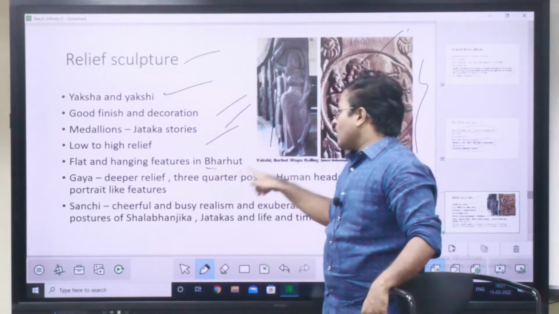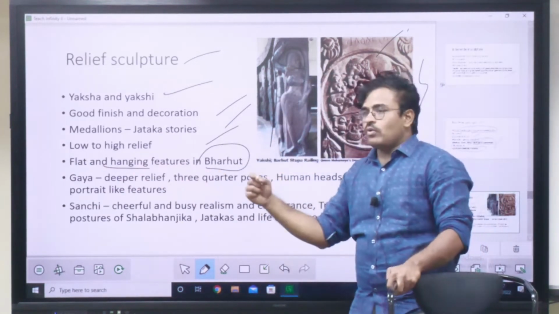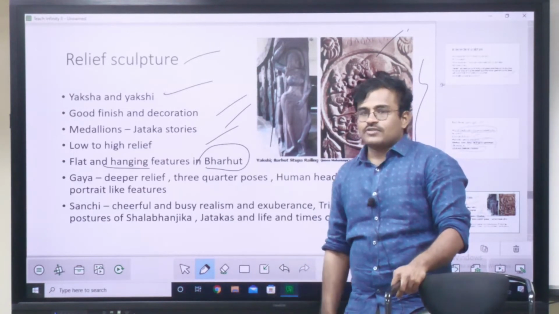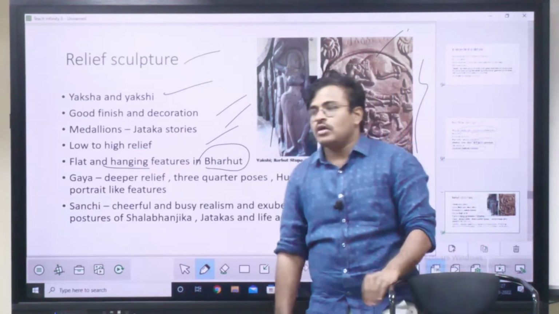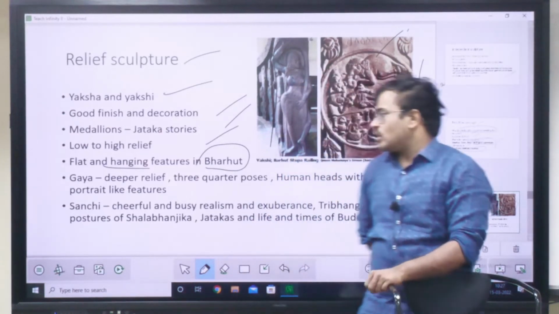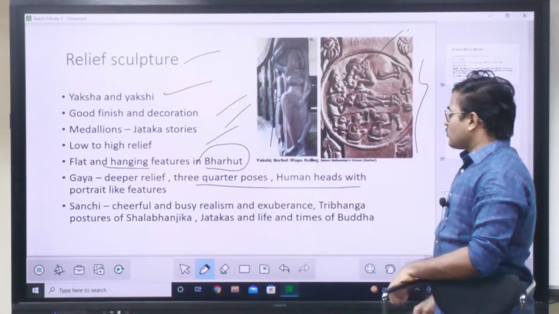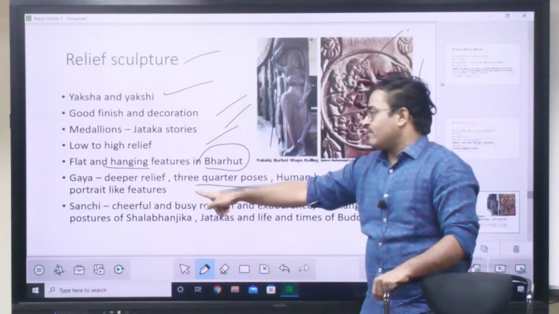Mainly at Bharhut, the images are flat and hanging features they have. It means that they are low relief features. Low relief features means the images will be shown as if they are hanging from the wall. Very poor images. At Bodh Gaya, deeper relief, 3/4 poses are shown and human heads with portrait-like features.